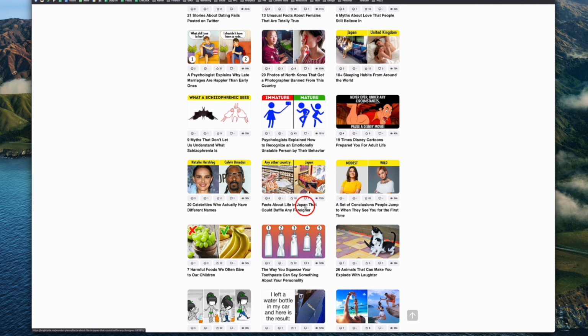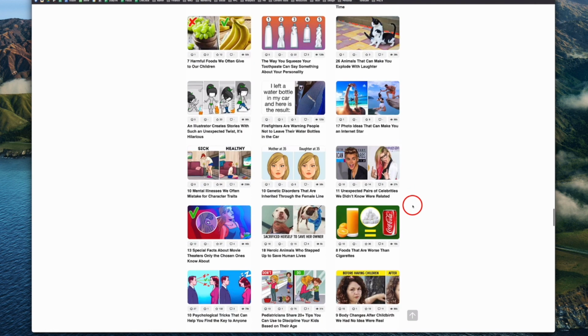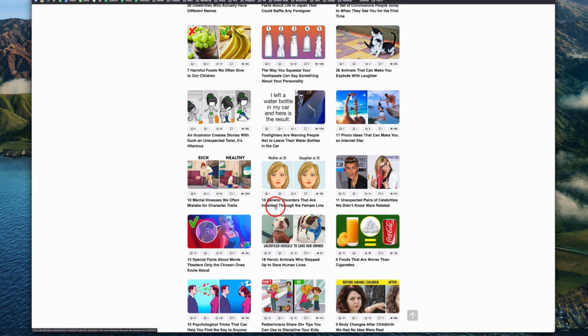Look at this one. Facts about life in Japan that could baffle any foreigner. Why there's so many on that, I have no idea. 13 special facts about movie theaters only the chosen ones know about, okay? How about 13 special moves any women can perform instantly if they knew about these processes or something? That was kind of crappy, but 10 genetic disorders that are inherited through the female line.